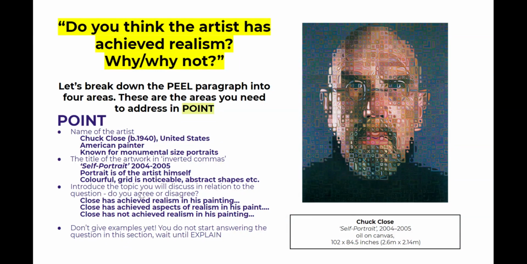The ones in bold are suggestions from now on, just so you know. The title of the artwork, the portrait. You might also describe what the artwork is, and you might say it's a portrait of the artist himself. Some other descriptions could be colorful. The grid is noticeable. There are abstract shapes, etc.